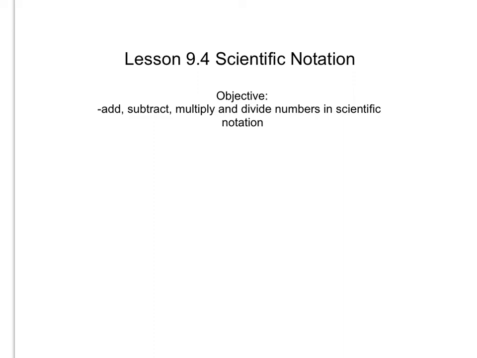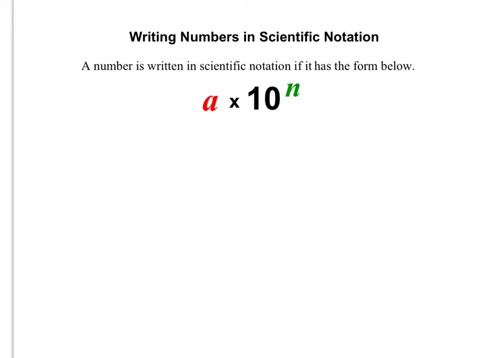Okay, this is Unit 9, Lesson 4. We're talking about scientific notation. Your objective is to add, subtract, multiply, and divide numbers in scientific notation. Let's go ahead and get started. Okay, first thing we make sure we know how to do is write a number in scientific notation correctly.